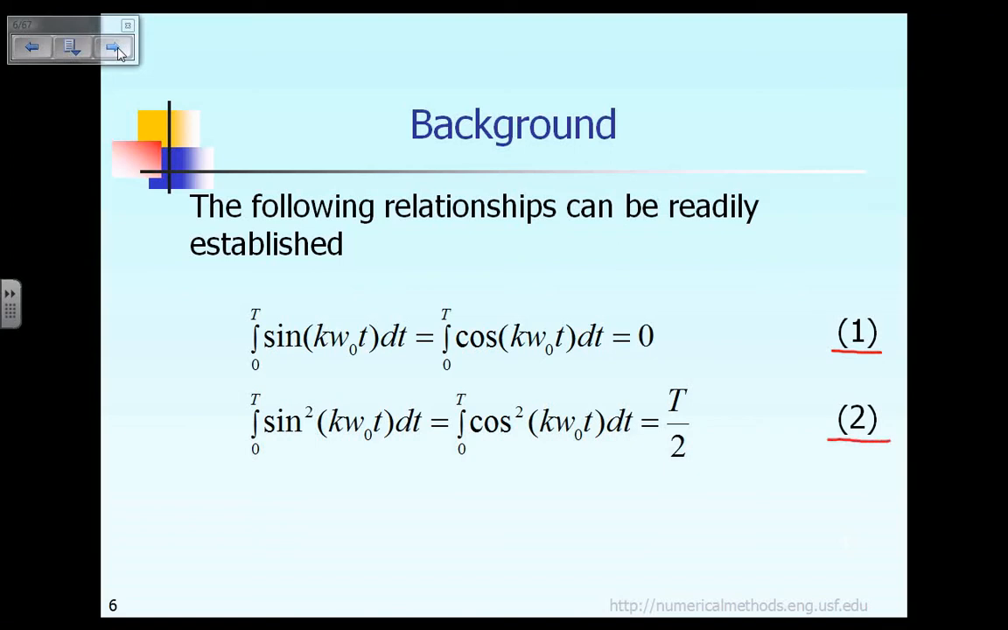Equation 2 says the integral from 0 to capital T, which is a period, of the function sine square k omega naught t, or the integral of cos square k omega naught t, is equal to capital T over 2.